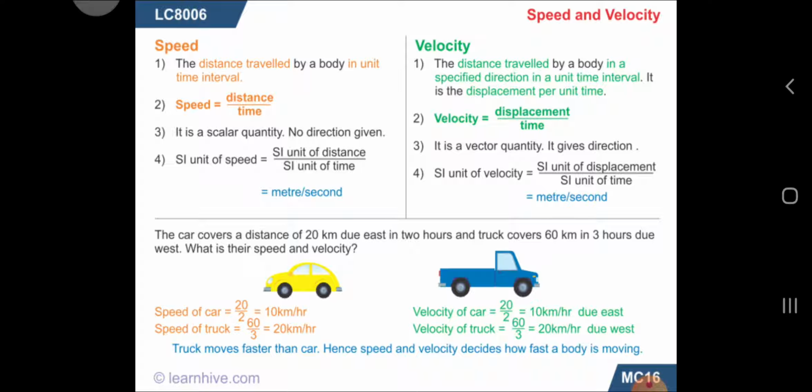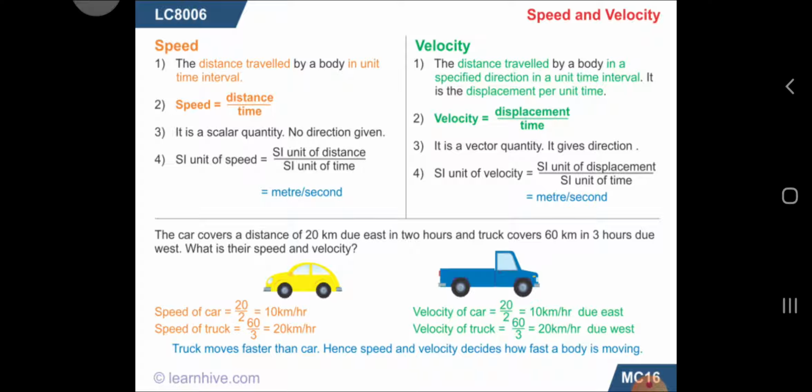By an example we can understand the concept of speed and velocity more clearly. A car covers a distance of 20 km due east in 2 hours, and a truck covers 60 km in 3 hours due west. What is their speed and velocity?